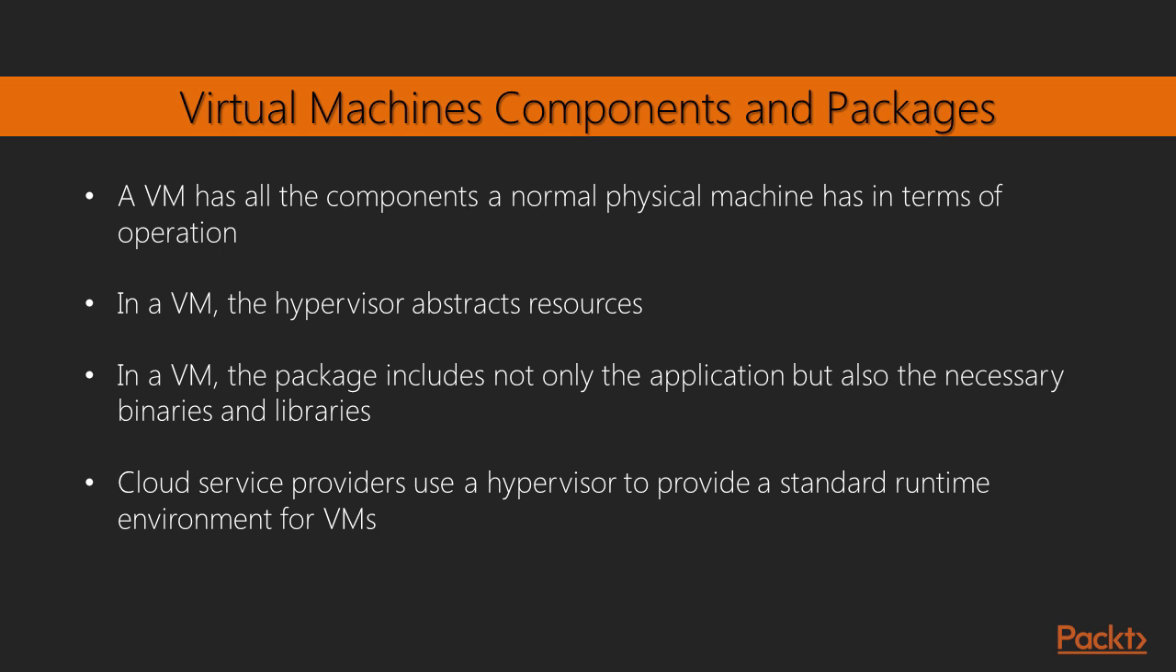In a VM, the package includes not only the application, but also the necessary binaries and libraries, and an entire guest operating system, for example, CentOS 6.7 and Windows 2003. Cloud service providers use a hypervisor to provide a standard runtime environment for VMs. Hypervisors come in Type 1 and Type 2 categories.